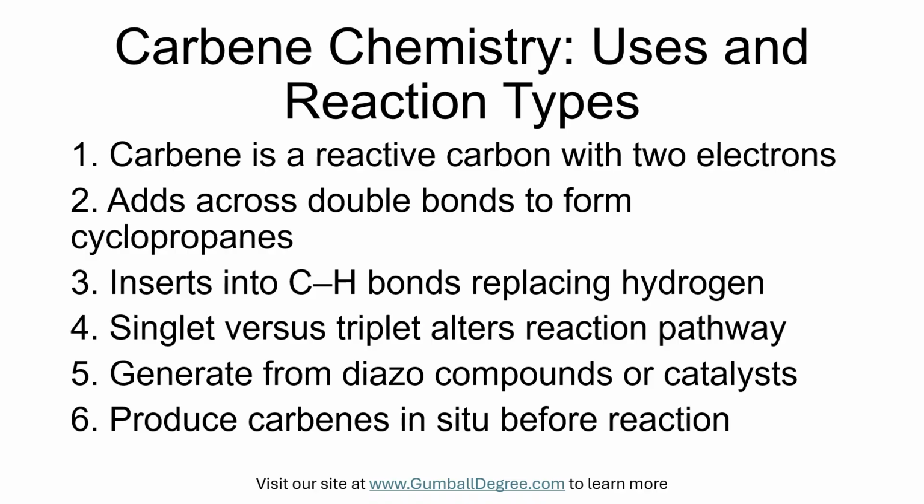There are 2 types, singlet with paired electrons and triplet with unpaired electrons, and that difference changes how they react. Singlets often do concerted additions, while triplets act more like radicals. Chemists generate carbenes from precursors like diazo compounds, ylides, or through metal catalysts, so they appear just when needed and react before they can rearrange or fall apart.